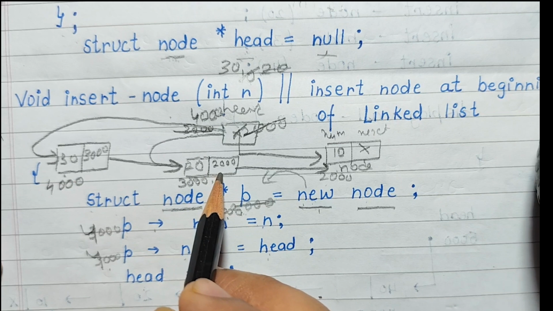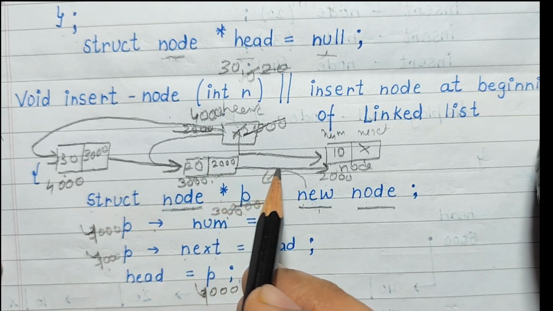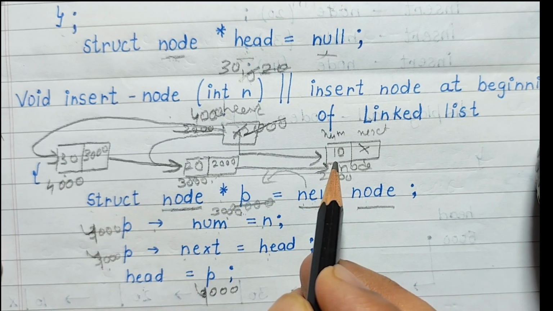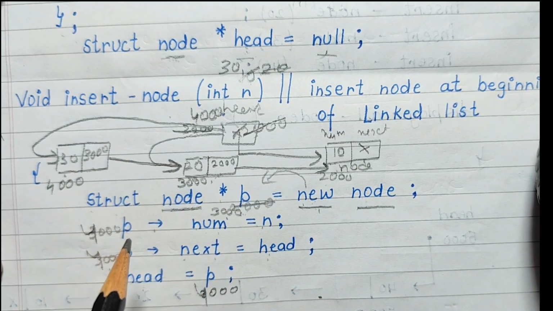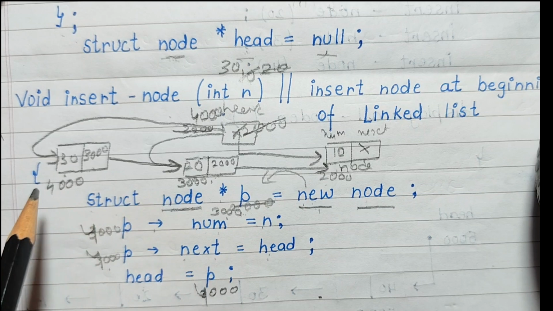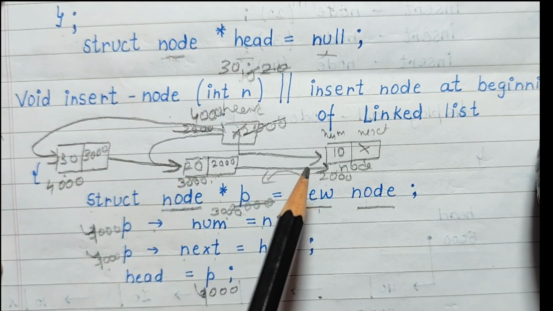And here the next pointer is 2000. Now this node points to the next node that has the value 10. In this way it will work. Whenever we call this function, a new node is inserted at the beginning. So the elements will display 30, 20, 10.